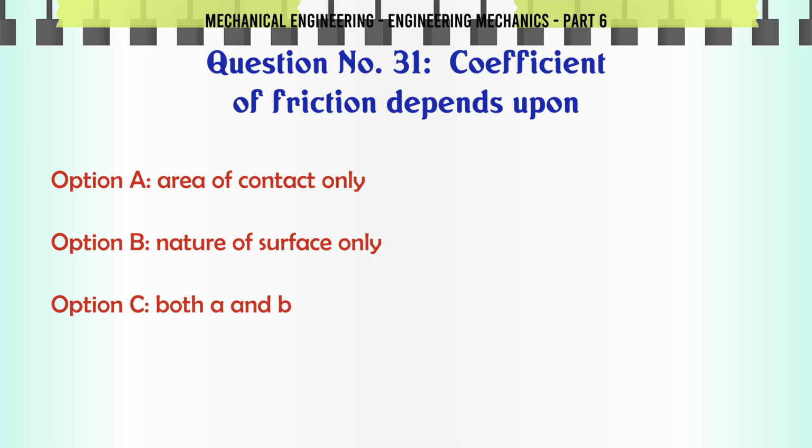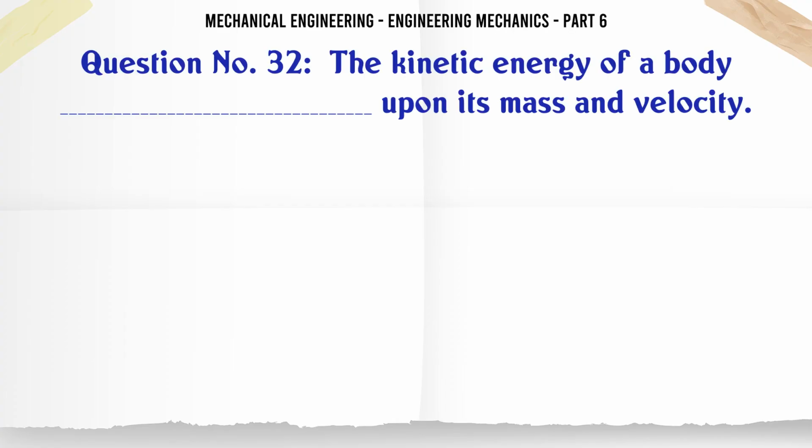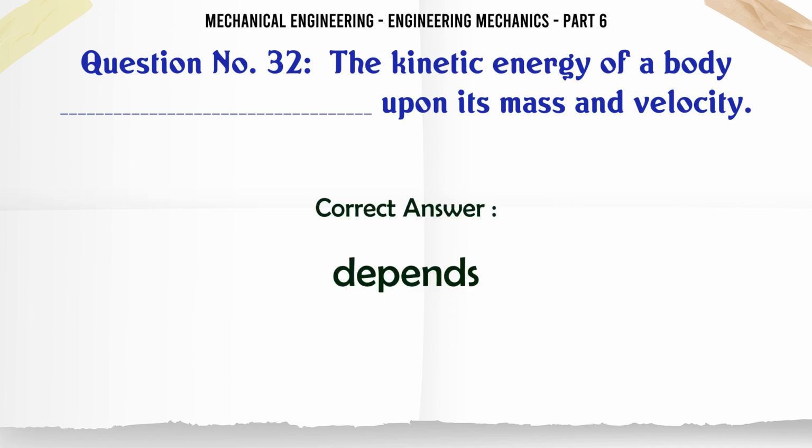Coefficient of friction depends upon A. Area of contact only. B. Nature of surface only. C. Both A and B. D. None of these. The correct answer is nature of surface only. The kinetic energy of a body depends upon its mass and velocity. A. Does not depend. B. Depends. The correct answer is depends.